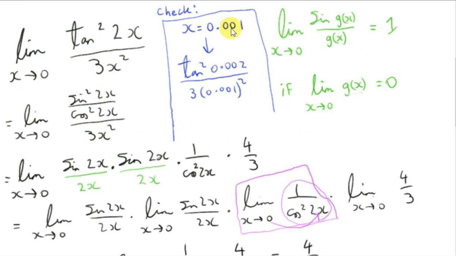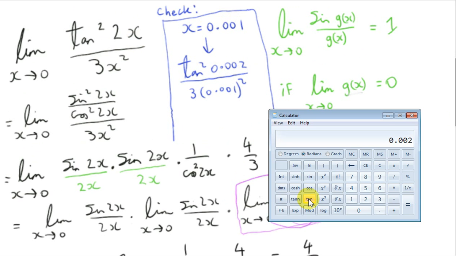As a check, let's pick a number x that's close to 0 and plug it into this here. So we have 2 times 0.001, that's 0.002. Let's get the tan of that number, and let's divide it by 3 times 0.001 squared. Something went wrong there. Let's try that again.